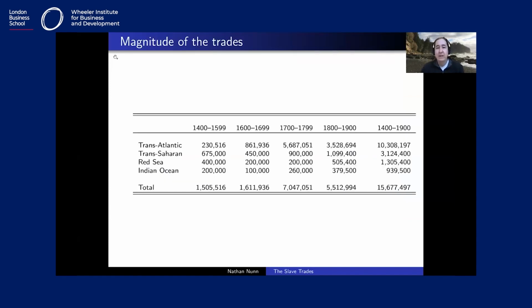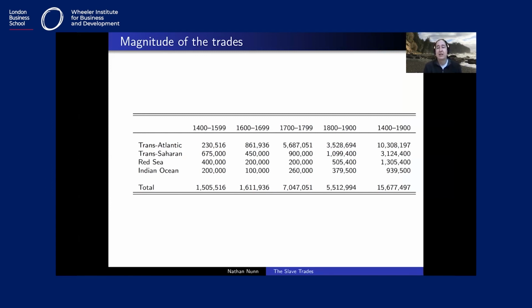And so one point is these were large trades. This is some data from my research, which I'll talk a little bit about, and these are very conservative estimates. These are basically estimates of the total number of individuals that were enslaved and then shipped during these slave trades, and you can see that it's easily 16 million people.